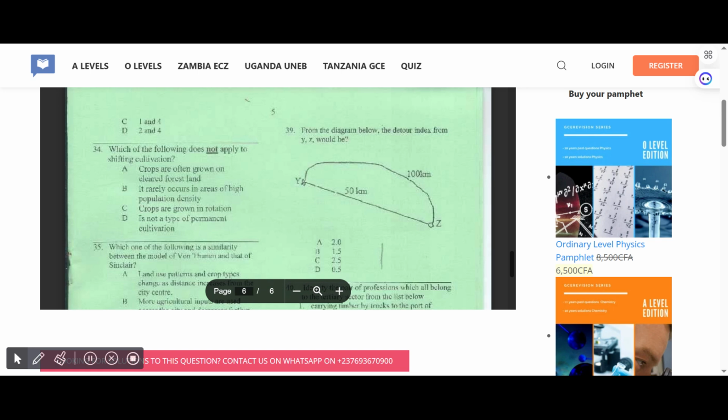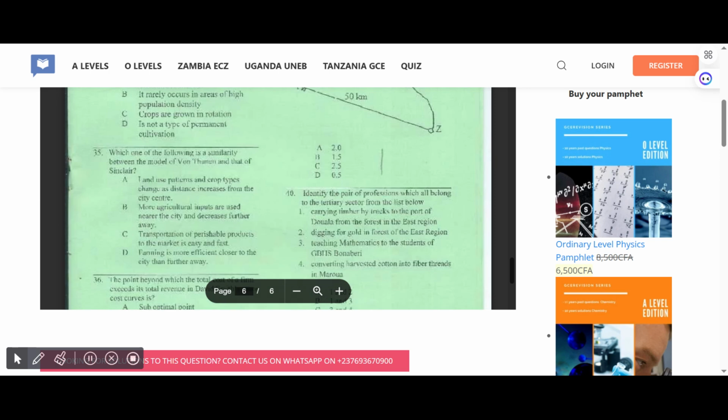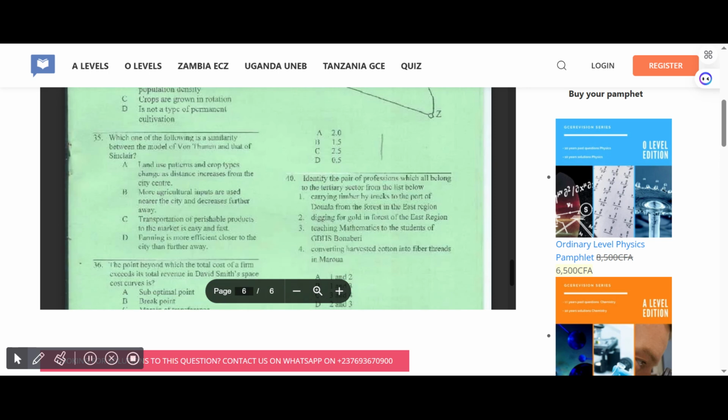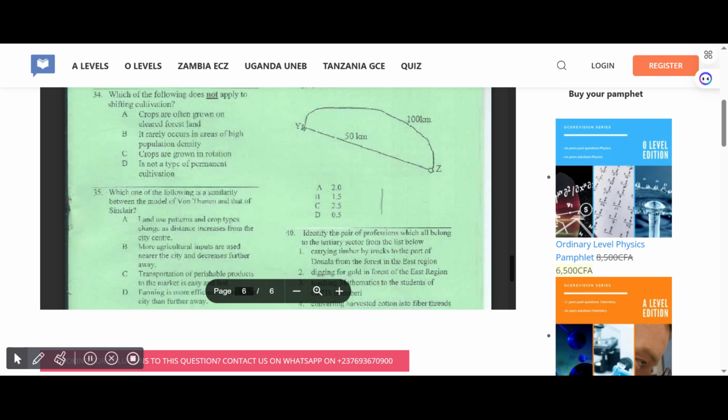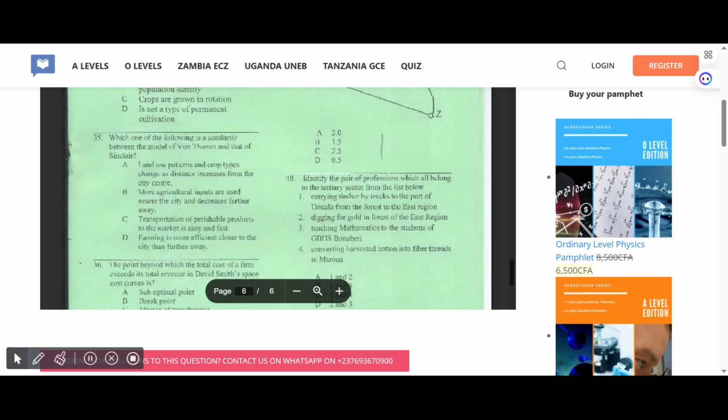From the diagram below, the detour index from YZ will be. Correct answer is A, which is 2.0. Identify the pair of professions which all belong to the tertiary sector from the list below. Correct answer is C, which is teaching mathematics to the students of GBHS Bonabere.